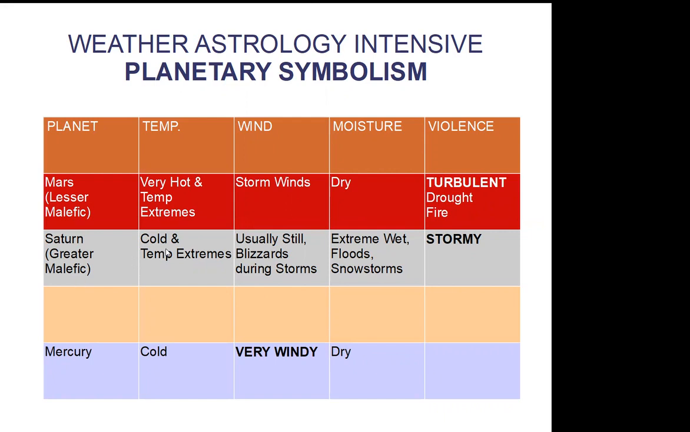Saturn, our greater malefic, is cold and also temperature extremes. Wind-wise, it's usually still. However, during big storms, it can bring blizzards. Moisture-wise, extremely wet. It's part of the flood and snowstorm and hailstorm signatures. Its adjective is stormy, and that's part of the violence. Mercury, that's our ambivalent planet. Generally, the temps are on the cold side. It is the planet for wind. It is a very windy planet, and moisture-wise, dry.